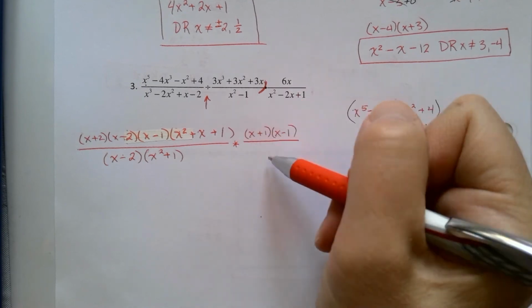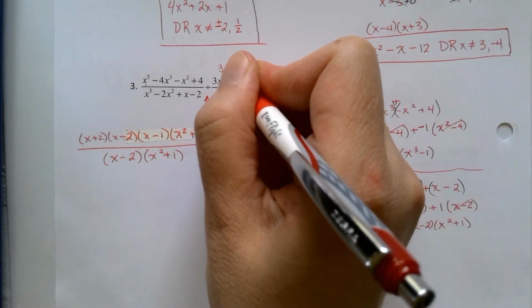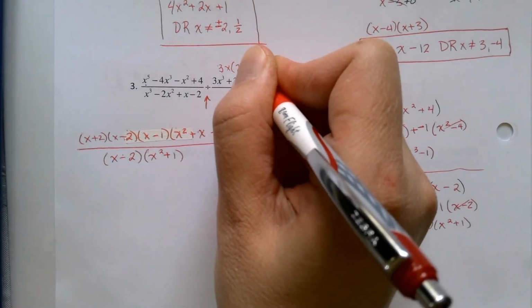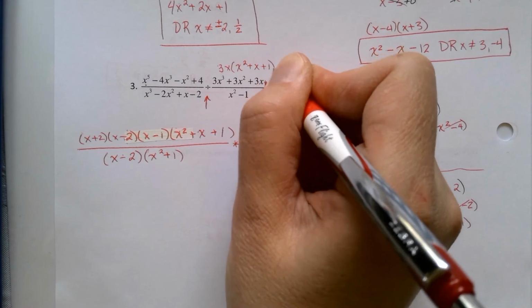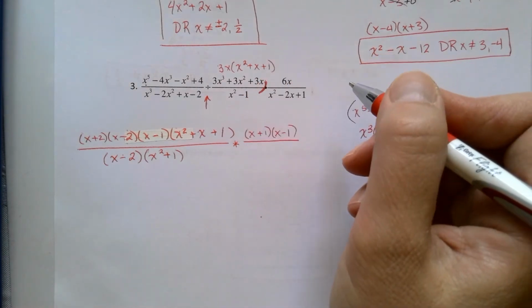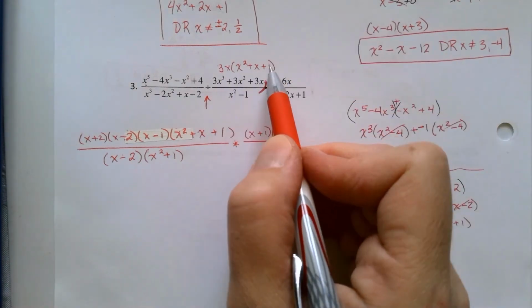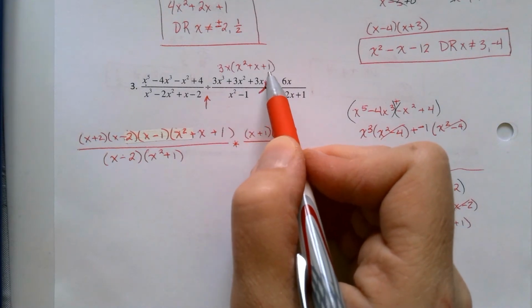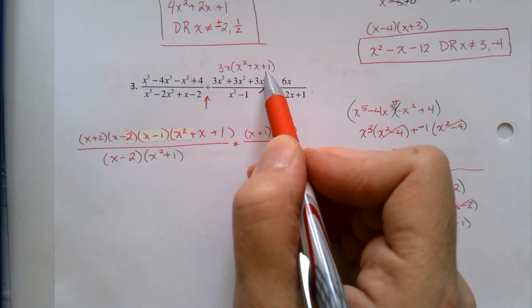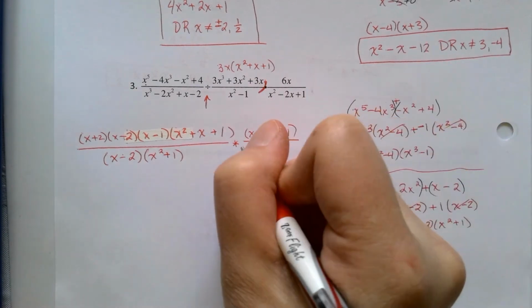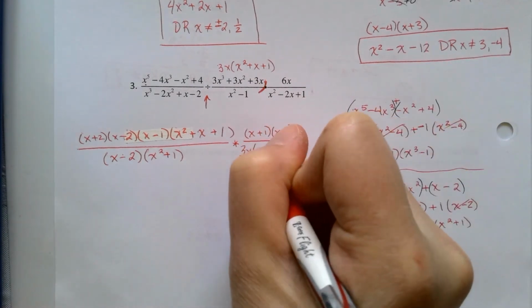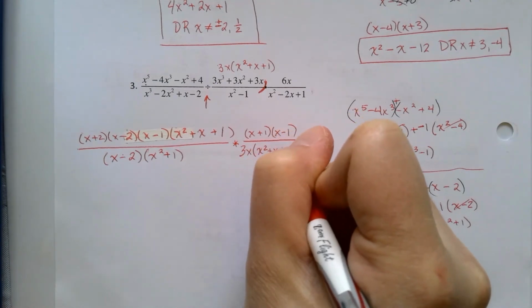This is going to be on the bottom, but notice that I have a 3x that I can take out, so I'm left with x squared plus x plus 1. Okay, so I took out the GCF thinking that this would factor, but there are no factors of 1 that add up to 1. So this is going to stay. So I have down here just a 3x, and then the x squared plus x plus 1.